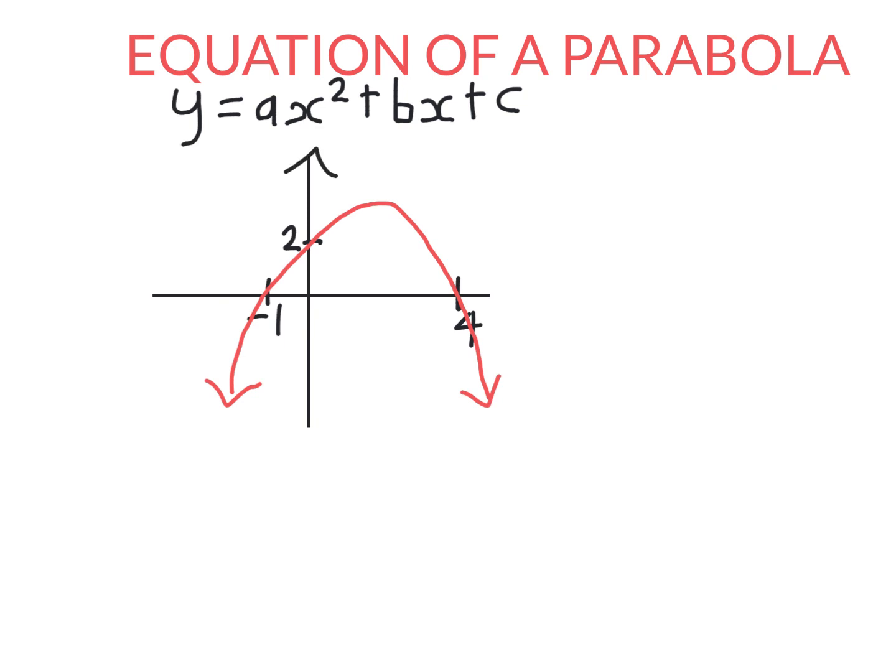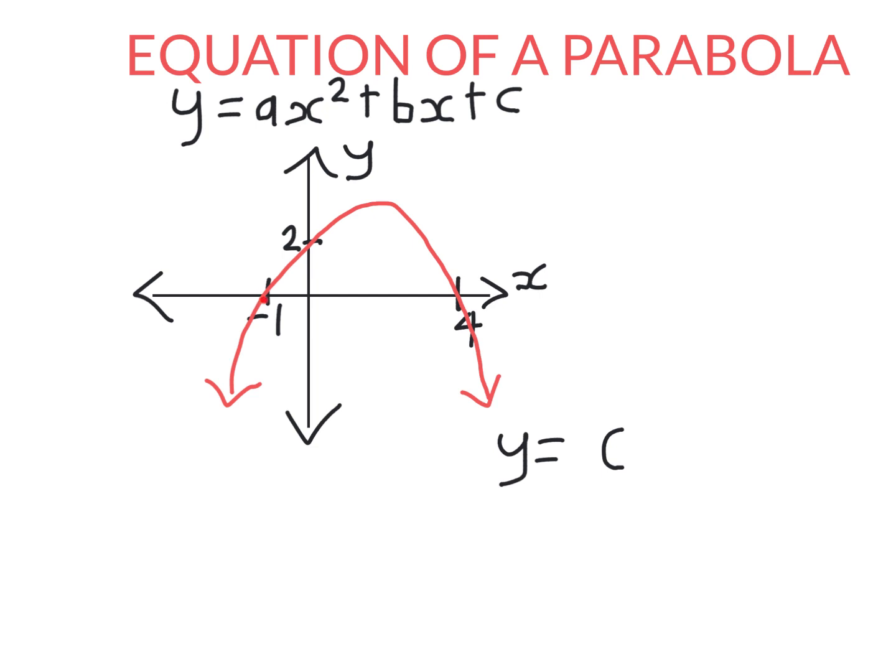So for this first example, what we're going to do is look at the intercepts. So this is how you find the equation of a parabola when you're given its intercepts. So it has x-intercepts minus 1 and 4. So we're sort of reversing the null factor law.